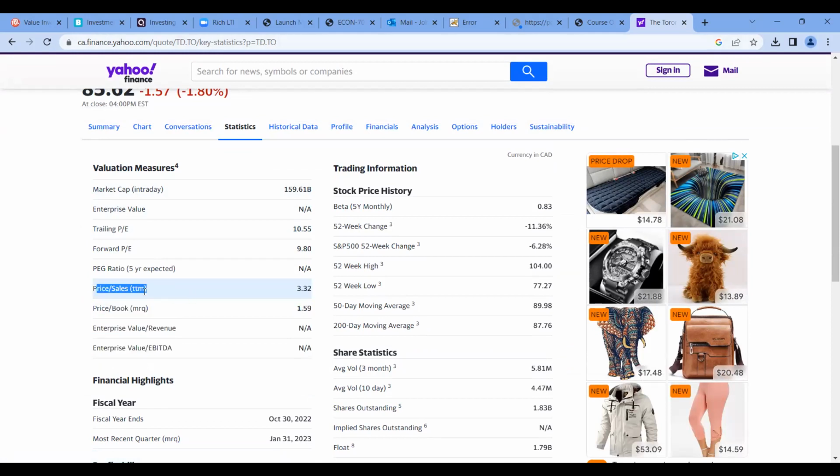So paste this in the chat. BMO's is slightly lower than TD's. So that's a benefit to BMO because you want to have the lower price to sales ratio here. TD is 3.32. And also, if we looked at the trailing price to earnings ratio for TD, it's 10.55.